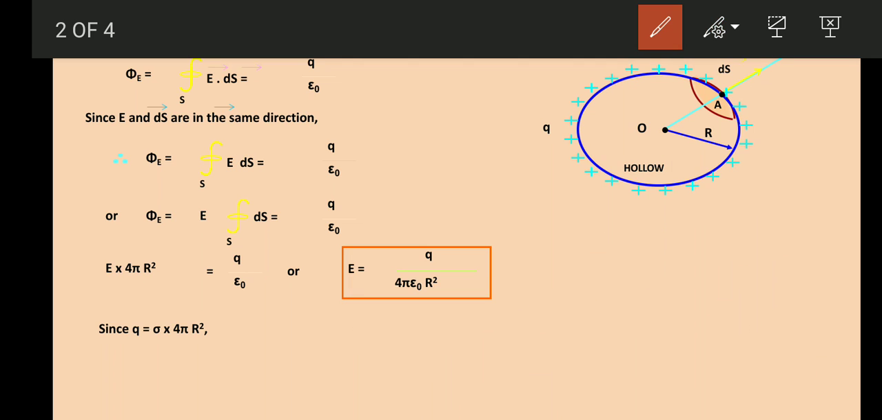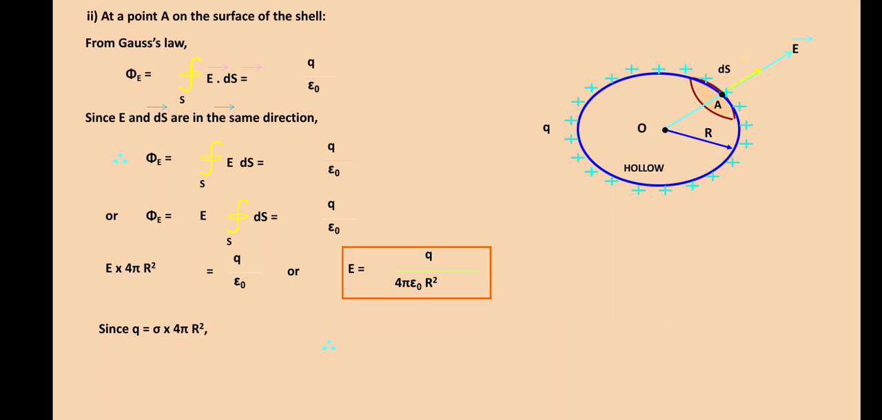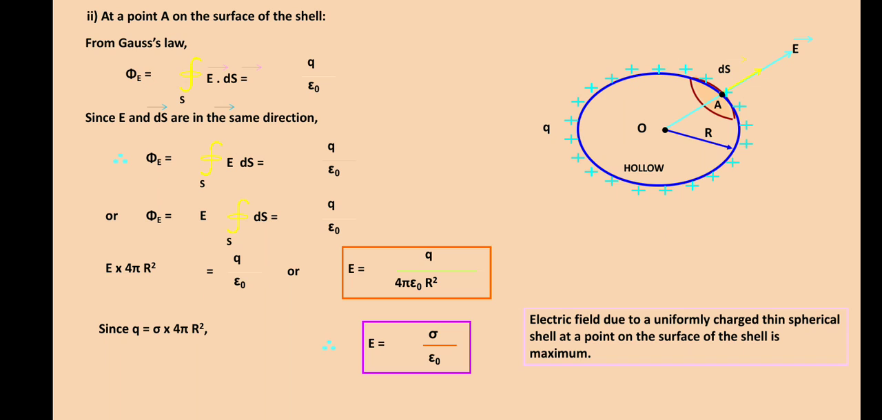This will be the maximum intensity due to the hollow spherical shell. The electric field due to a uniformly charged shell at a point on the surface of the shell is maximum. Outside the shell there will be a value, but it is lesser than on the surface. That means as the distance increases, the electric field will be decreasing. That is the concept.